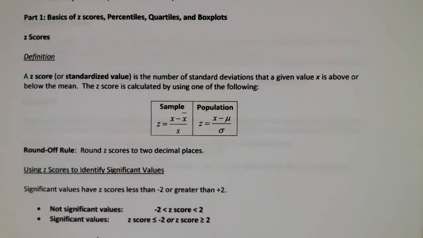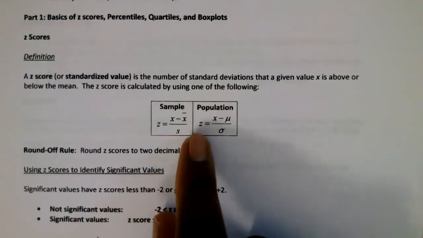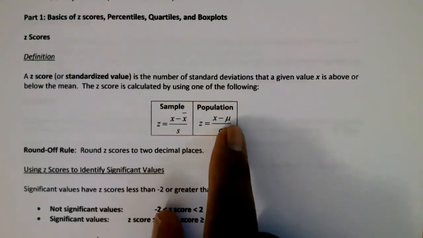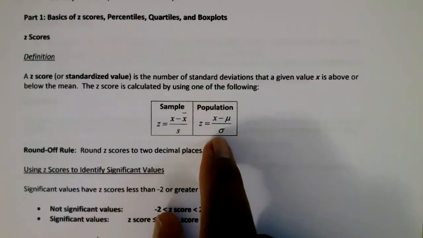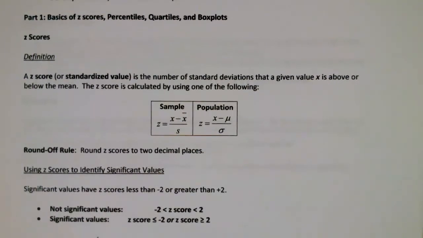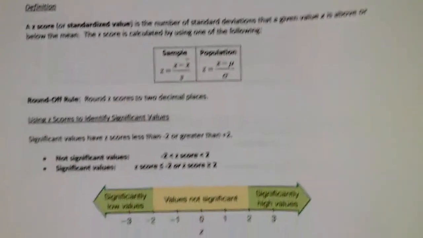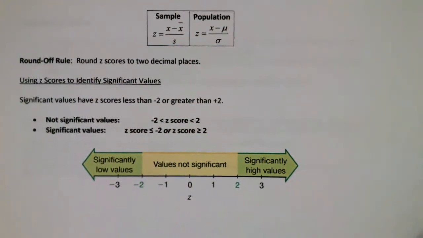Now, if we were dealing with the population, we'd be using Greek letters. z is equal to x minus mu, which is your population mean, divided by sigma, which is your population standard deviation. Now, for the round-off rule, we always round the z-scores to 2 decimal places. Now, we can use z-scores to identify significant values. Significant values are going to be z-scores that are less than -2 or greater than +2.